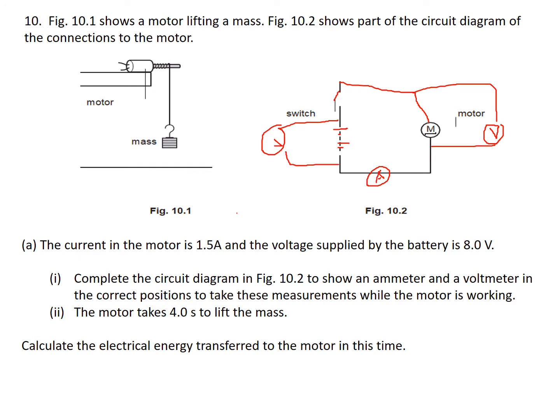Now, part 2. The motor takes 4.0 seconds to lift the mass. Calculate the electrical energy transferred to the motor in this time. Energy is equal to volts multiplied by amperes multiplied by time, which will be 8 multiplied by 1.5 multiplied by 4, which will be 48 joules.